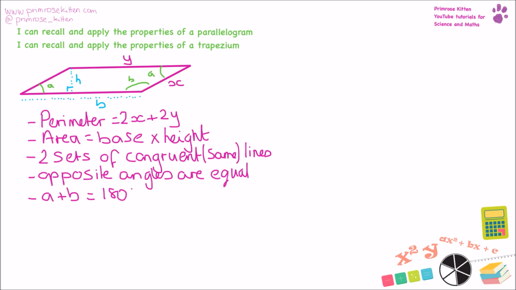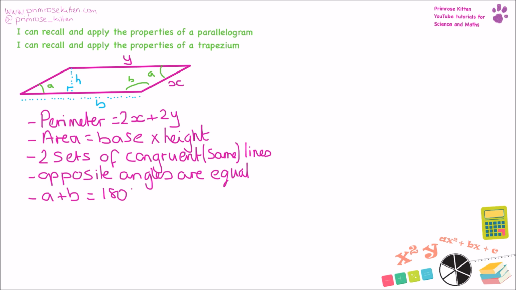A parallelogram is like a slightly skewed rectangle. For the perimeter, we need to go all the way around the edge, so that is 2x plus 2y. For the area, we need the base times the height. It is going to have two sets of lines that are the same. The opposite angles are going to be equal, and angles A and B are going to add up to 180.